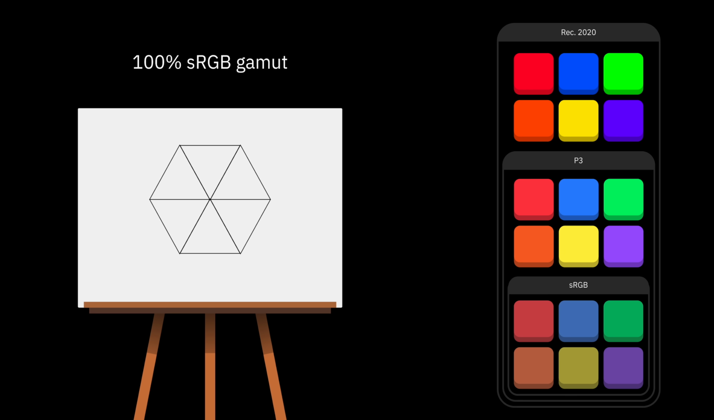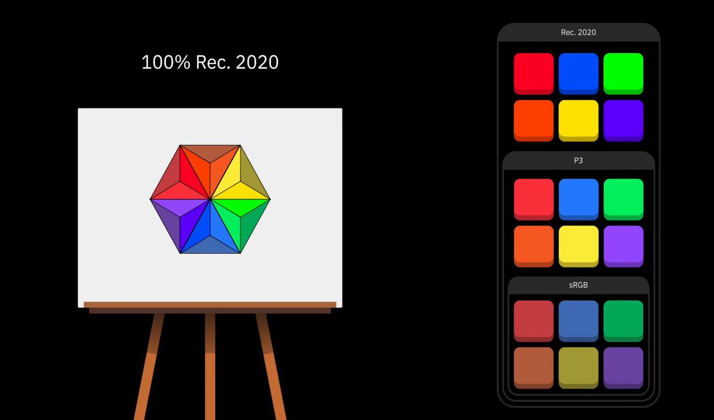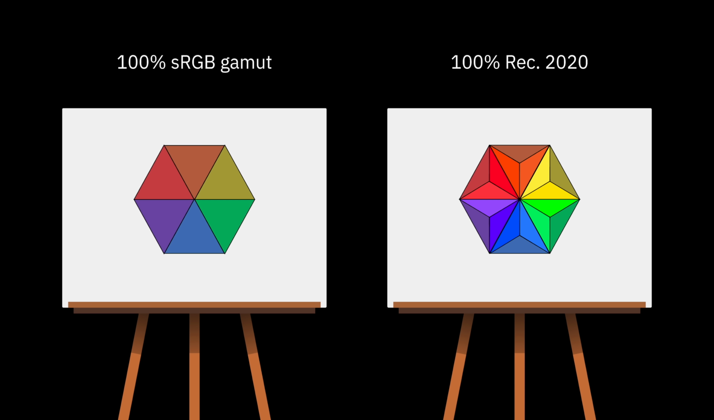In the sRGB gamut, there are fewer sections to draw, so even if you have the Rec 2020 or P3 paint sets, you'd only need the sRGB paint to draw the whole canvas. In the wide gamut, though, there are more sections to draw, so you'll have to use colors from all the paint sets. And if you compare, the canvas with more sections in it looks more vibrant and detailed.